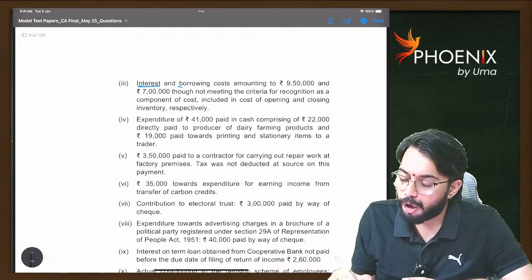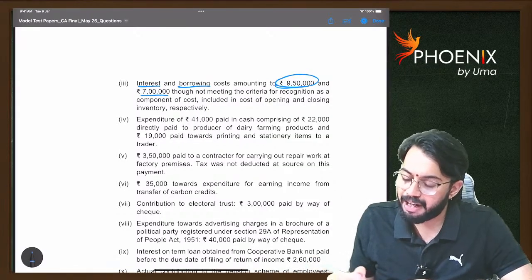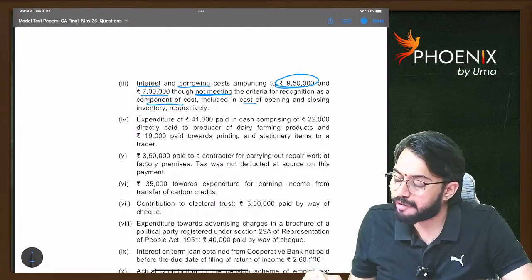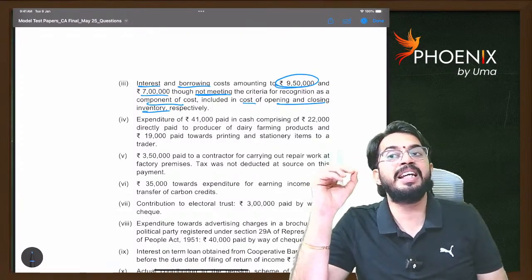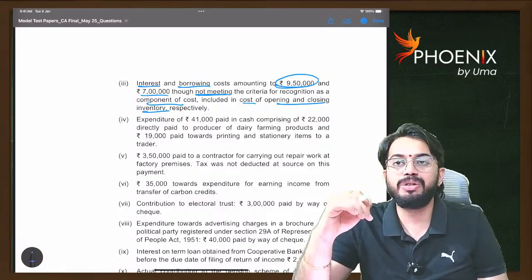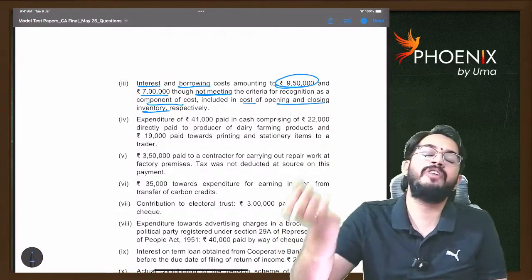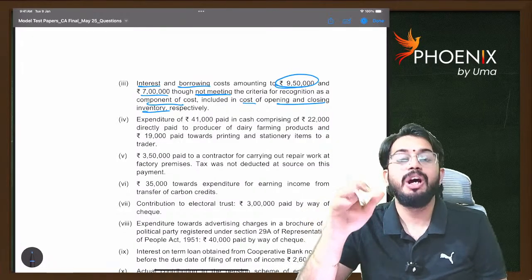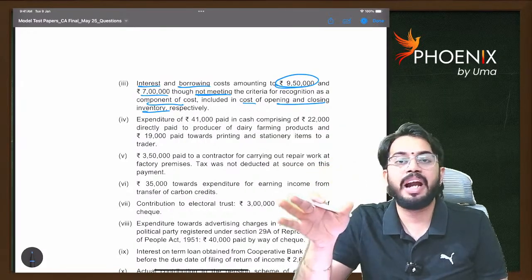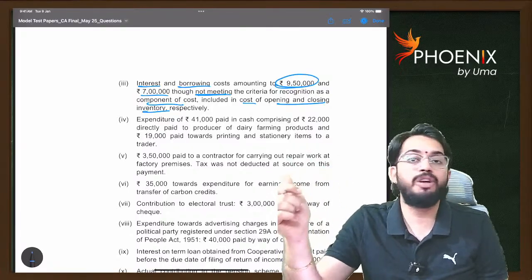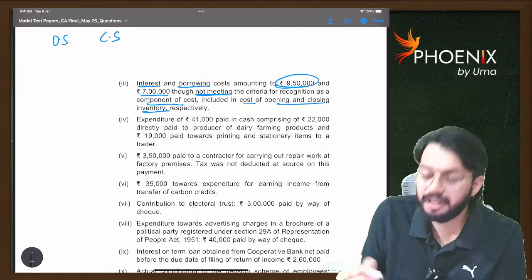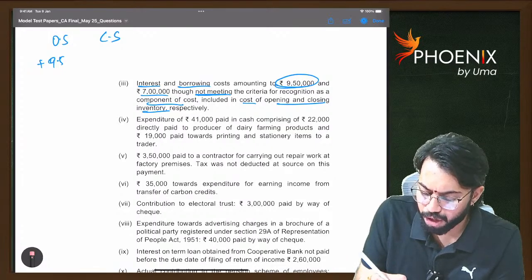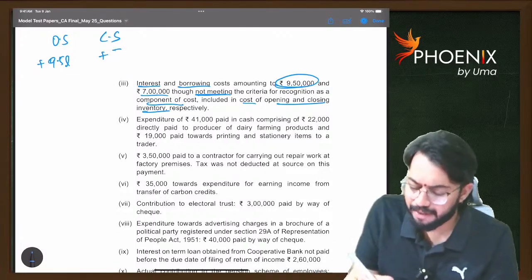Next, interest and borrowing costs amounting to 9,50,000 and 7 lakh, not meeting the criteria for recognition as a component of cost included in cost of opening stock and closing stock. See, there is ICDS 2, valuation of inventories. As per ICDS 2, whenever any cost meets the criteria, then only it will be included in valuation of opening stock or closing stock. Here, interest cost and borrowing cost both did not meet the criteria. As they did not meet the criteria, they should not be included in calculation of value of stock. But what happened? In opening stock, 9.5 lakh was included. In closing stock, 7 lakhs was included.